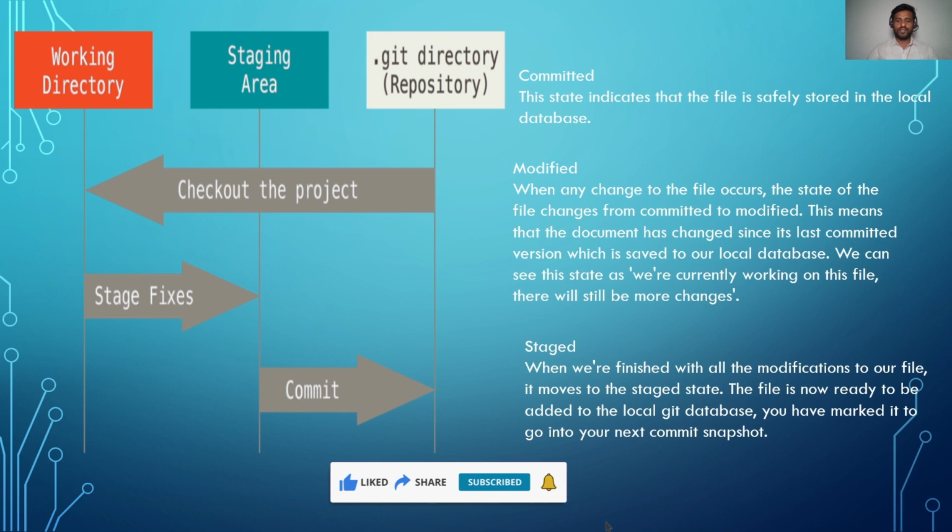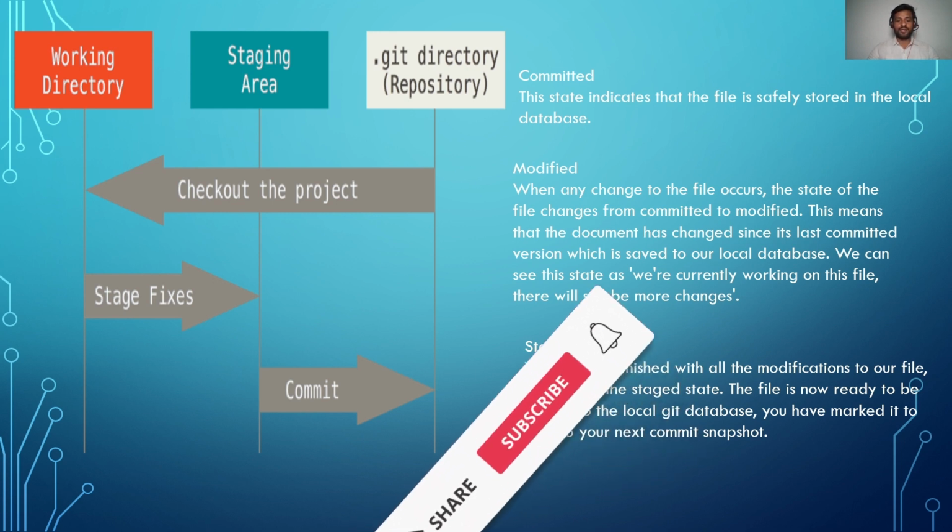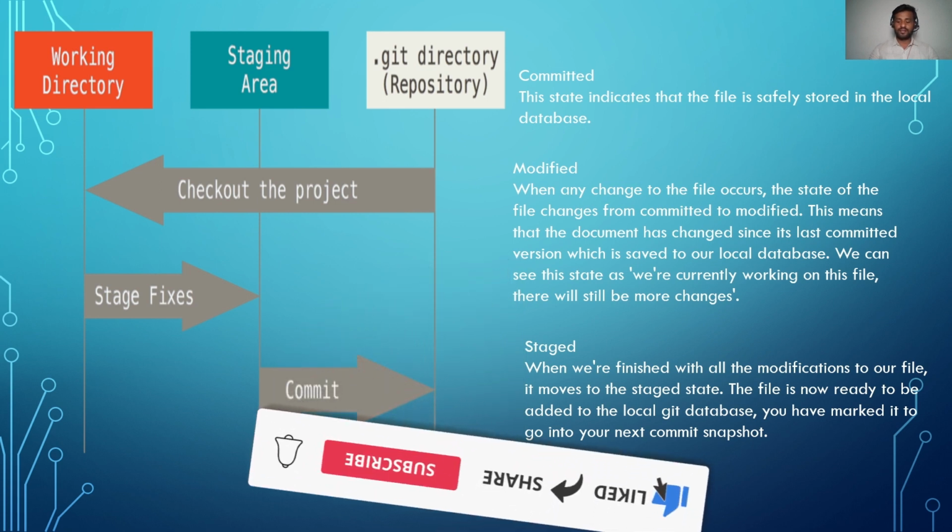And the last one is staged. When we are finished with all the modifications to our file, it moves to the staged state. The file is now ready to be added to the local Git database. You have marked it to go into your next commit snapshot. What is the meaning of this? I would like to make you understand through other slides. Let's go to the next slide.